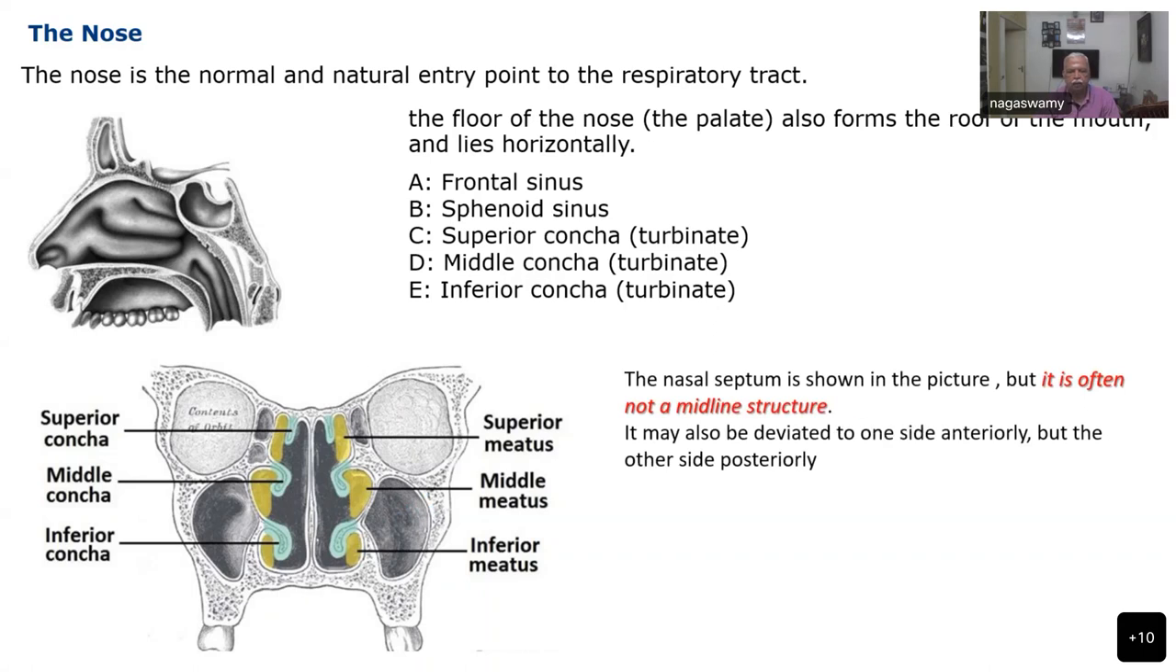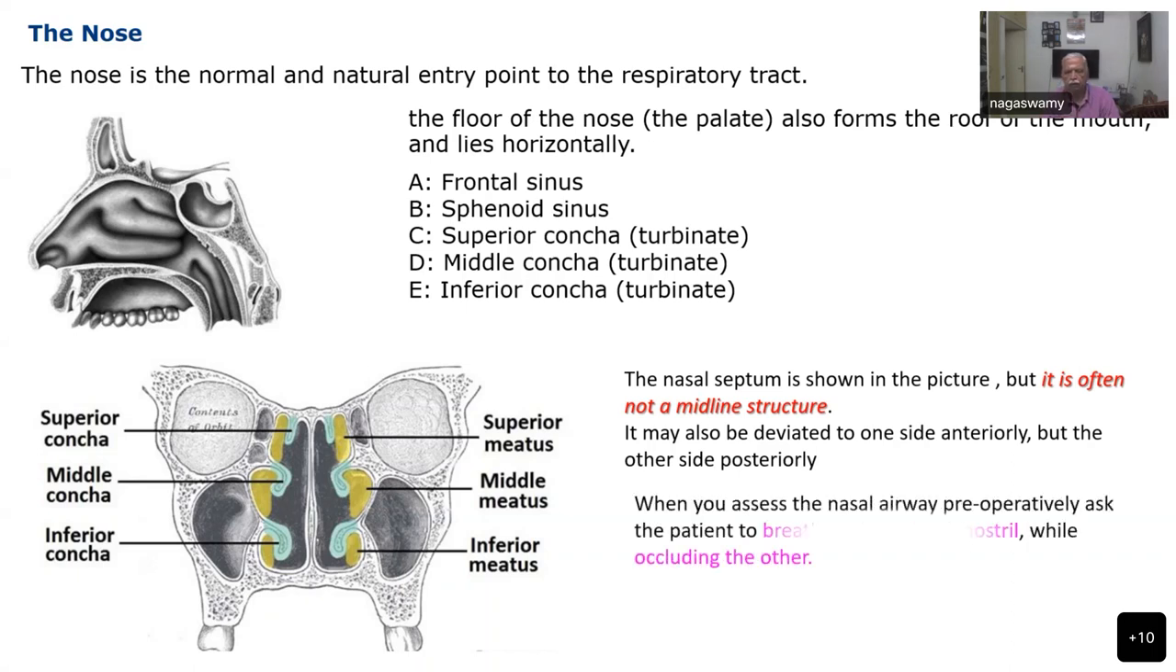The nasal septum, which is shown here, is not always so straight. It may be deviated either anteriorly or posteriorly, because it extends right through the nose to separate it into the right and left nostril. And so whenever you use the nasal airway, you have to assess the patency of the nasal passage.